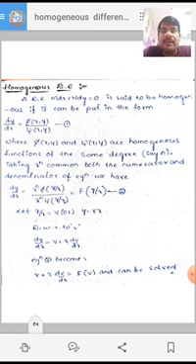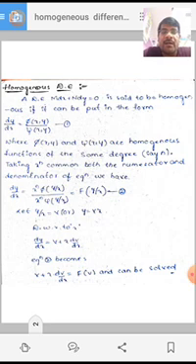Here first of all we see the homogeneous differential equation. A first order differential equation M dx plus N dy equal to 0 is said to be homogeneous if it can be put in the form dy by dx is equal to phi of x comma y by psi of x comma y. Here phi of x comma y and psi of x comma y are homogeneous functions of the same degree. Suppose we say that the degree is n.